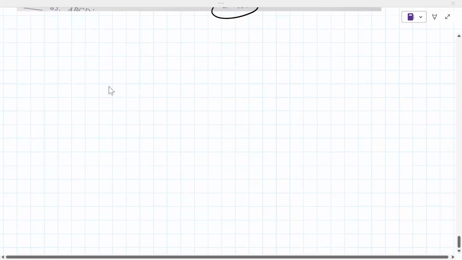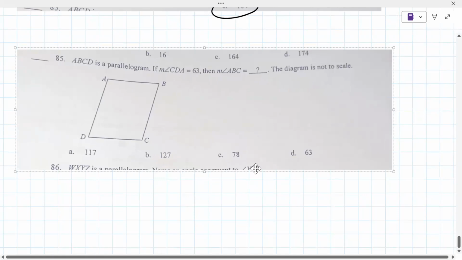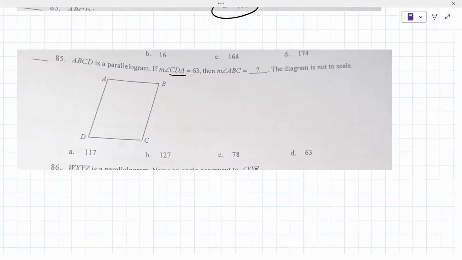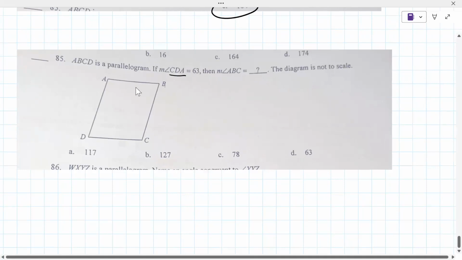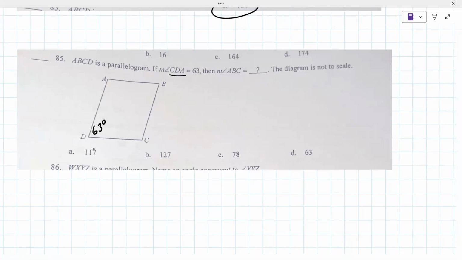All right, 85. Moving a little slower here as you get a little longer. CDA. Which of these is it in this drawing? D. It is D. So that's 63 degrees, which means what is angle B? 63 degrees. Now, what are they asking for here? Which angle? Measure of angle B, right? Yep. So what is it? 63. Very good. Not too difficult. There will be some questions that easy on your test.